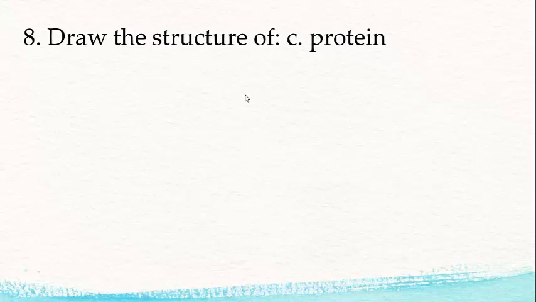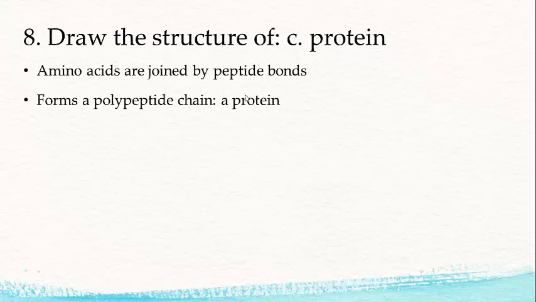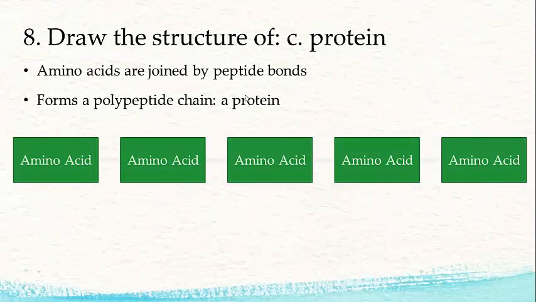Next question asks us to draw the structure of a protein. So a protein is going to be many amino acids linked together by peptide bonds. Therefore, we call a polypeptide chain a protein. So here I have many amino acids that have been linked together by peptide bonds, and this is a protein.